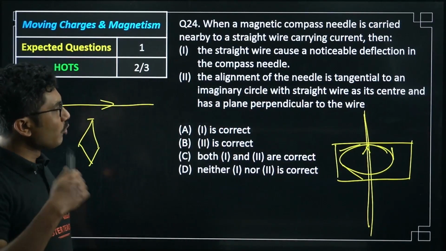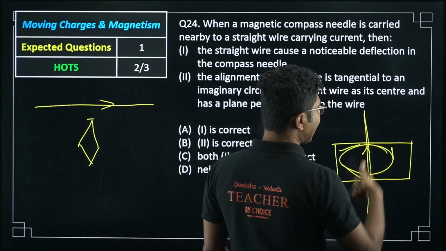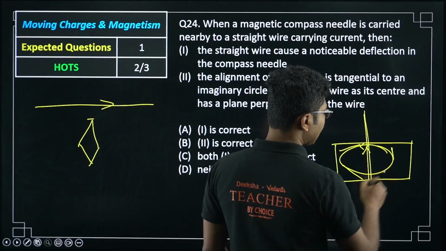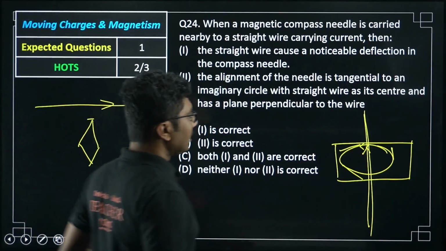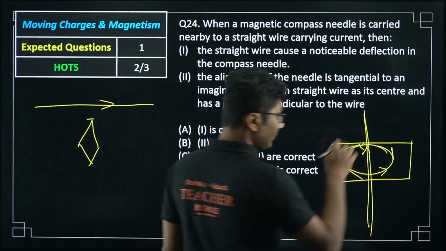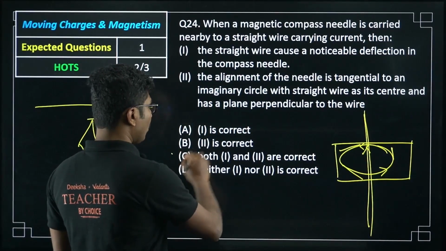So both statements are correct, because the electric field obviously is like that. Electric field lines are circular in nature, right? So because of that, it will point in the tangential direction. So both statements are correct. Both 1 and 2 are correct.